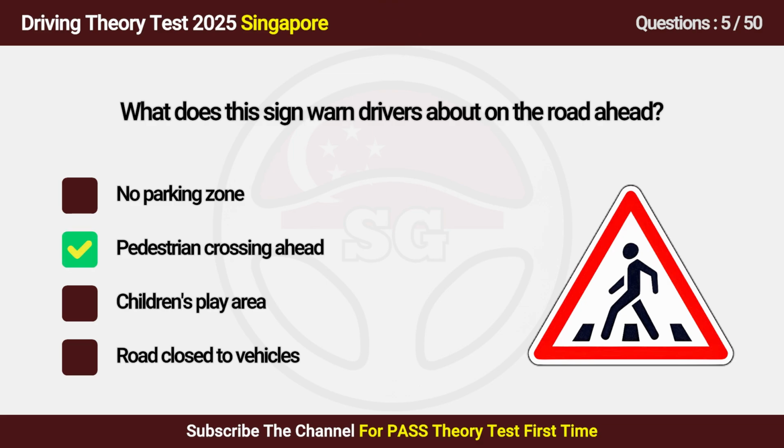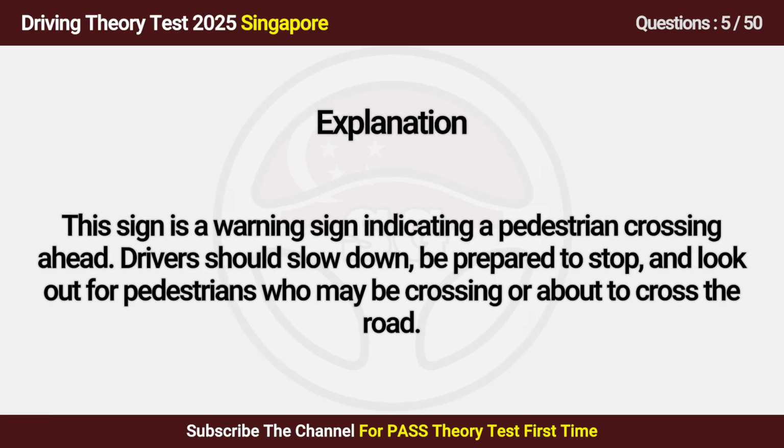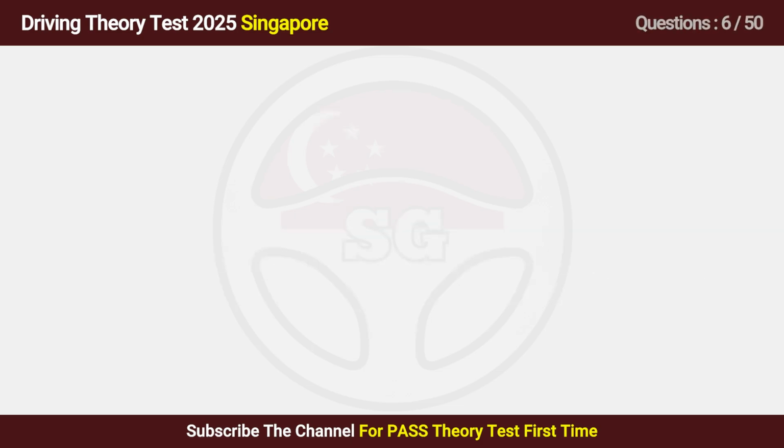Answer is B. Pedestrian crossing ahead. This sign is a warning sign indicating a pedestrian crossing ahead. Drivers should slow down, be prepared to stop, and look out for pedestrians who may be crossing or about to cross the road.